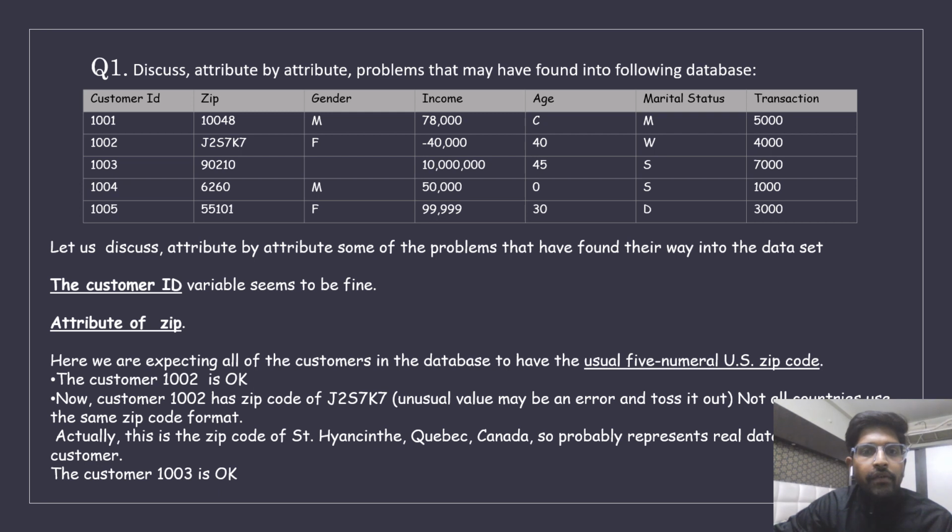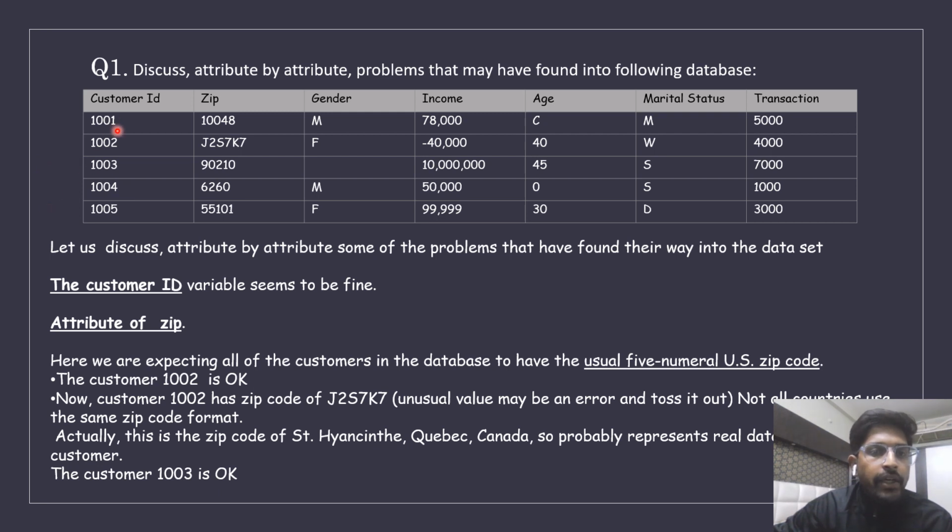In this lecture we will be discussing a numerical. The question is: discuss attribute by attribute problems that may be found in the following database. We are given a database consisting of customer ID, zip, gender, income, age, marital status and transactions. We need to find the problems in the following database.